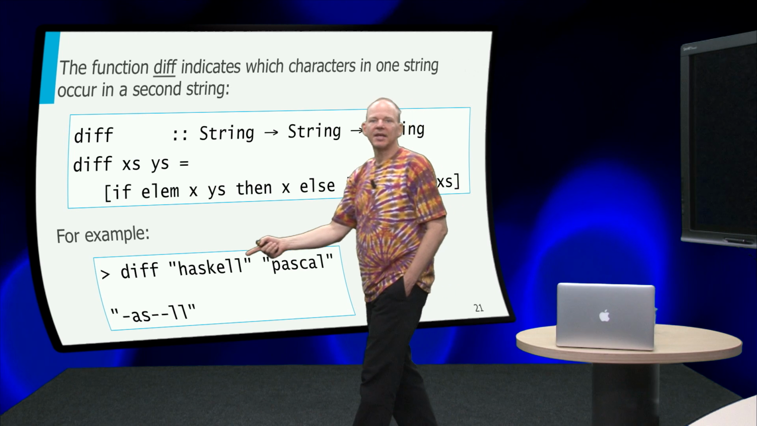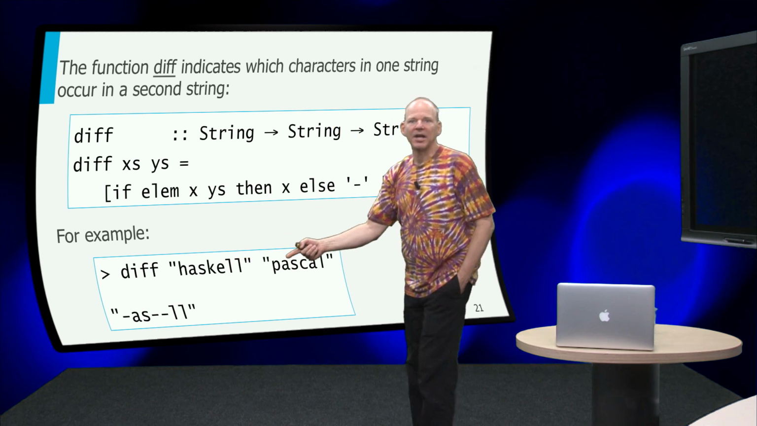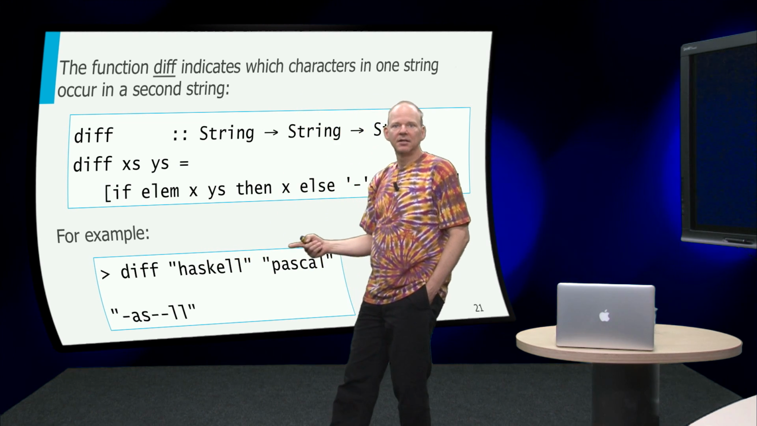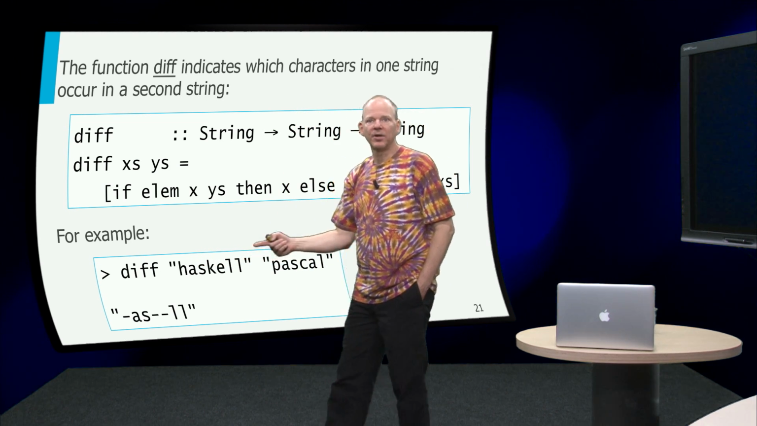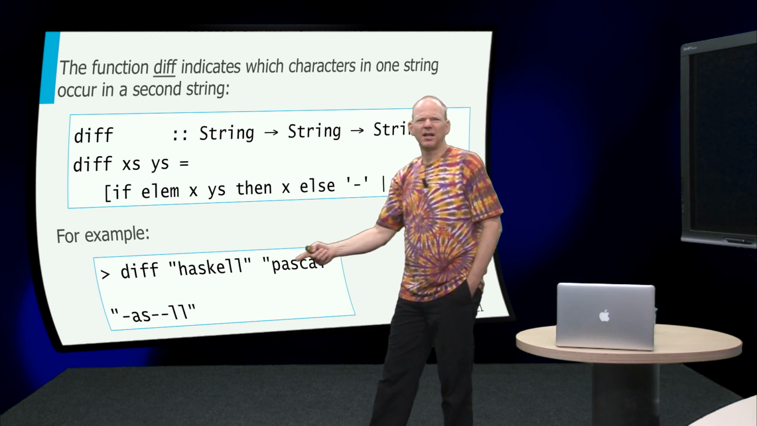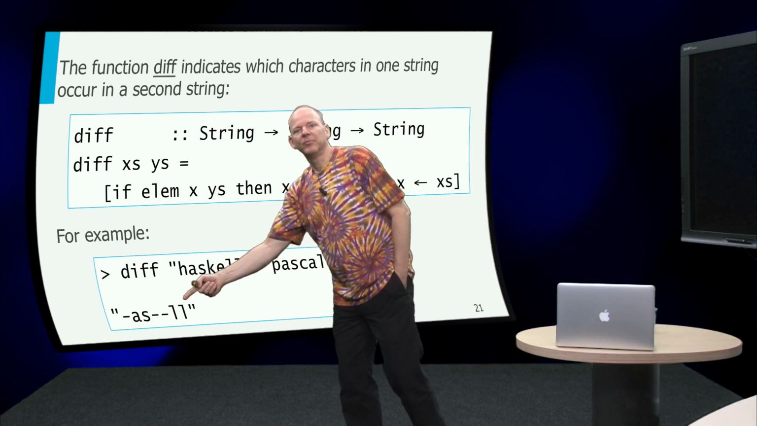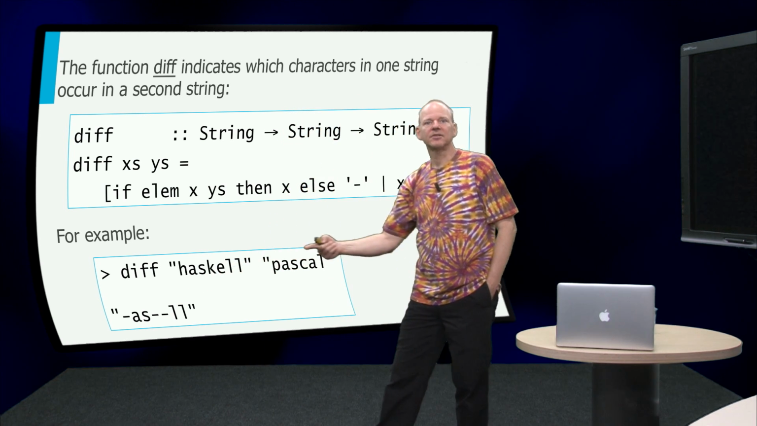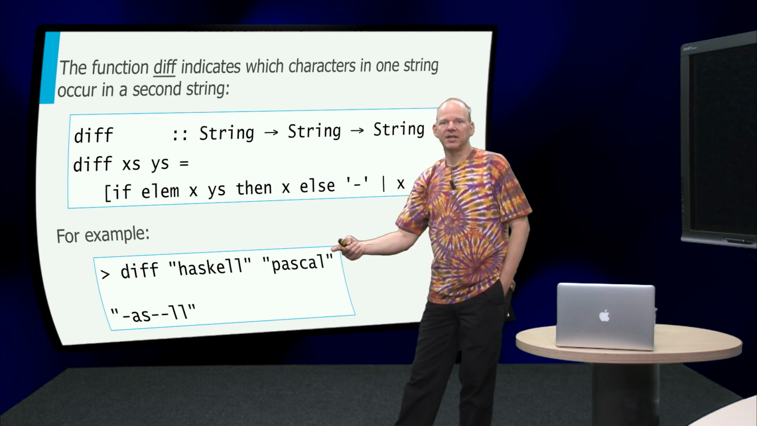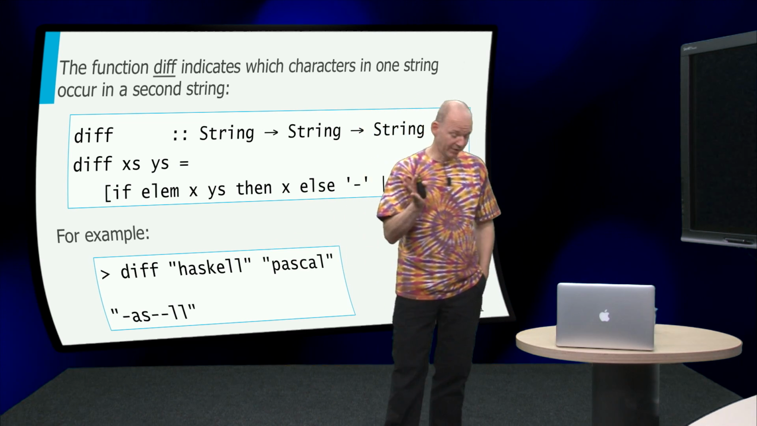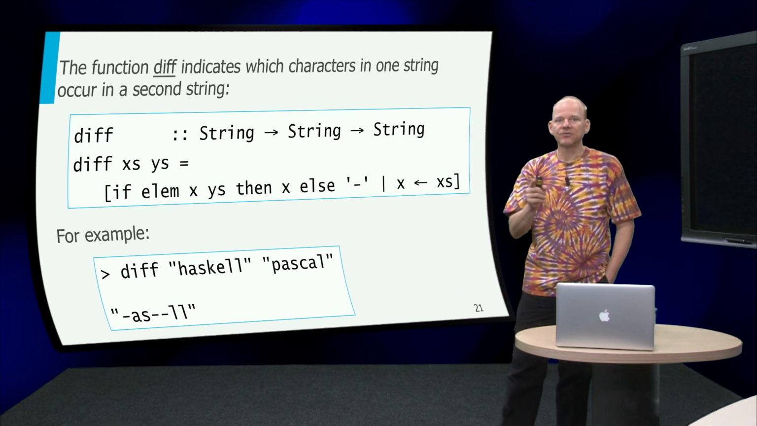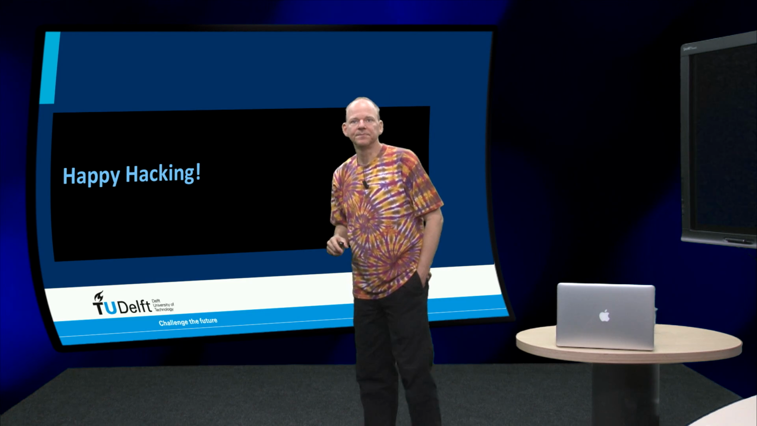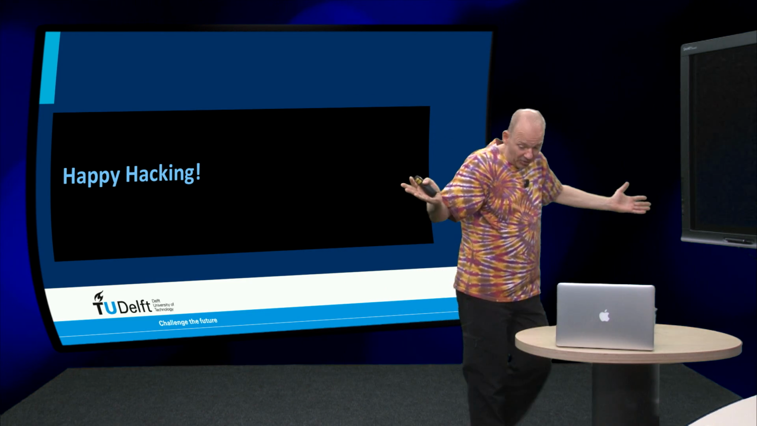So for example, if we take the diff between Haskell and Pascal, then we see that the A and S appear here, and the double L appears here because L appears there. But we see it twice because we just look whether L appears in this string, yes, and then we see another L that appears here as well. So it's a very simple diff. It just checks which characters in the string on the left appear on the right. All right, that was the whole game.